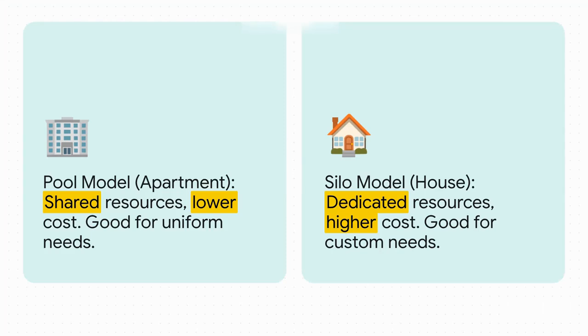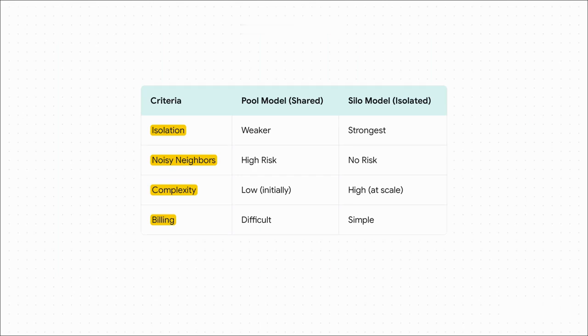The pool model, our apartment building, is all about shared resources and lower costs. It's simple at the start and perfect when all your customers basically need the same thing. The silo model, our single-family house, is about dedicated resources, which costs more. It brings complexity, for sure, but it's fantastic for those big customers who need a ton of customization. And this matrix is really the heart of the decision. You have to understand these trade-offs.